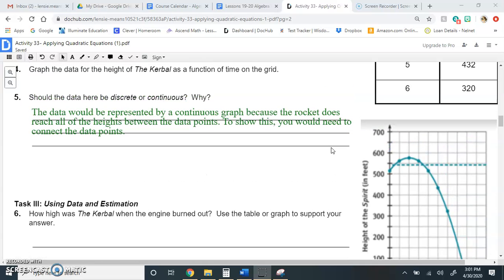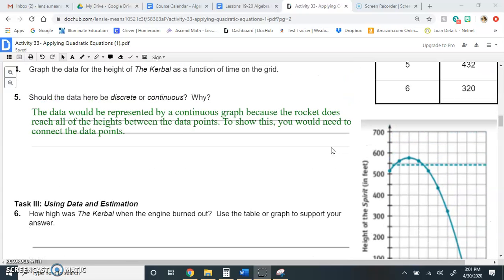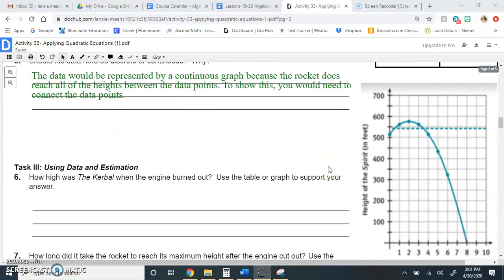Looking at number 5, should the data here be discrete or continuous? Well, we are dealing with height and time, so because both of those do allow for fractions and decimals to be appropriate, the data here would be represented by a continuous graph. In order to reach these different heights, the rocket would have to hit all of the points in between. It's not just going to teleport from height to height. It has to ascend or descend according to this model here.